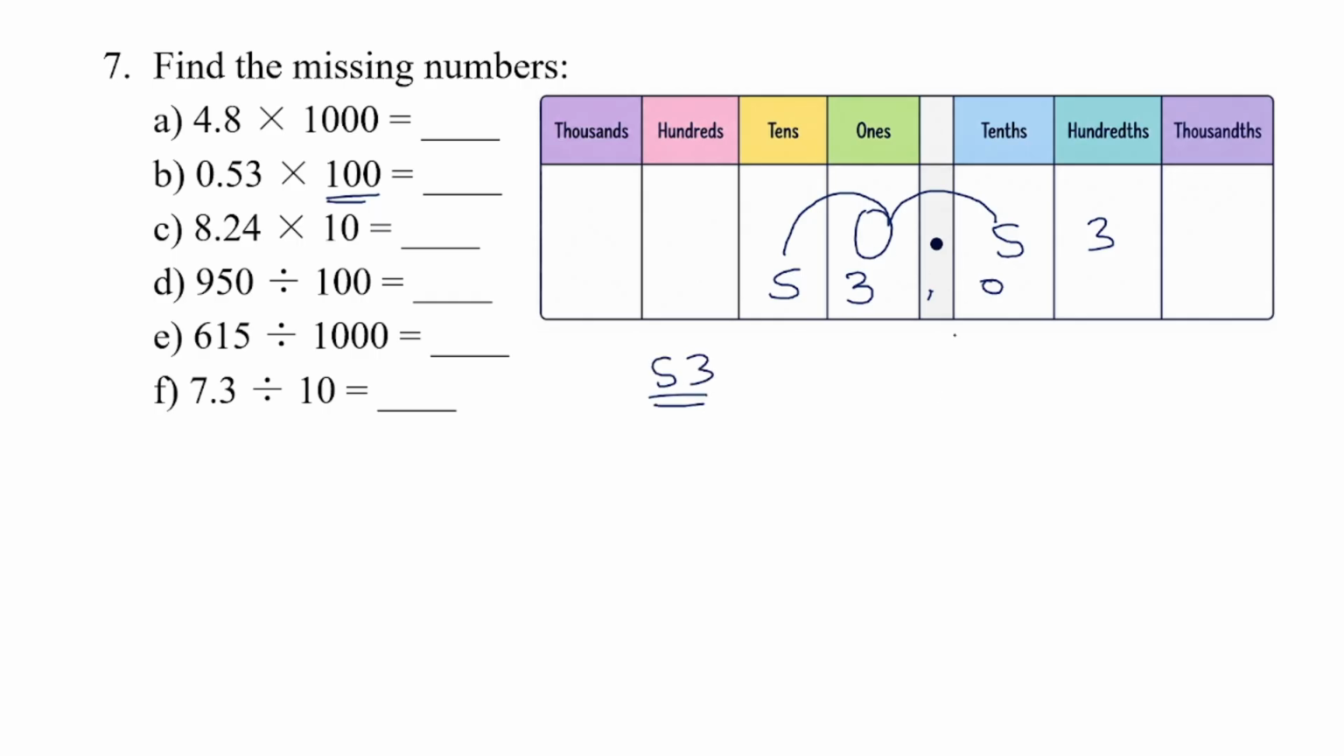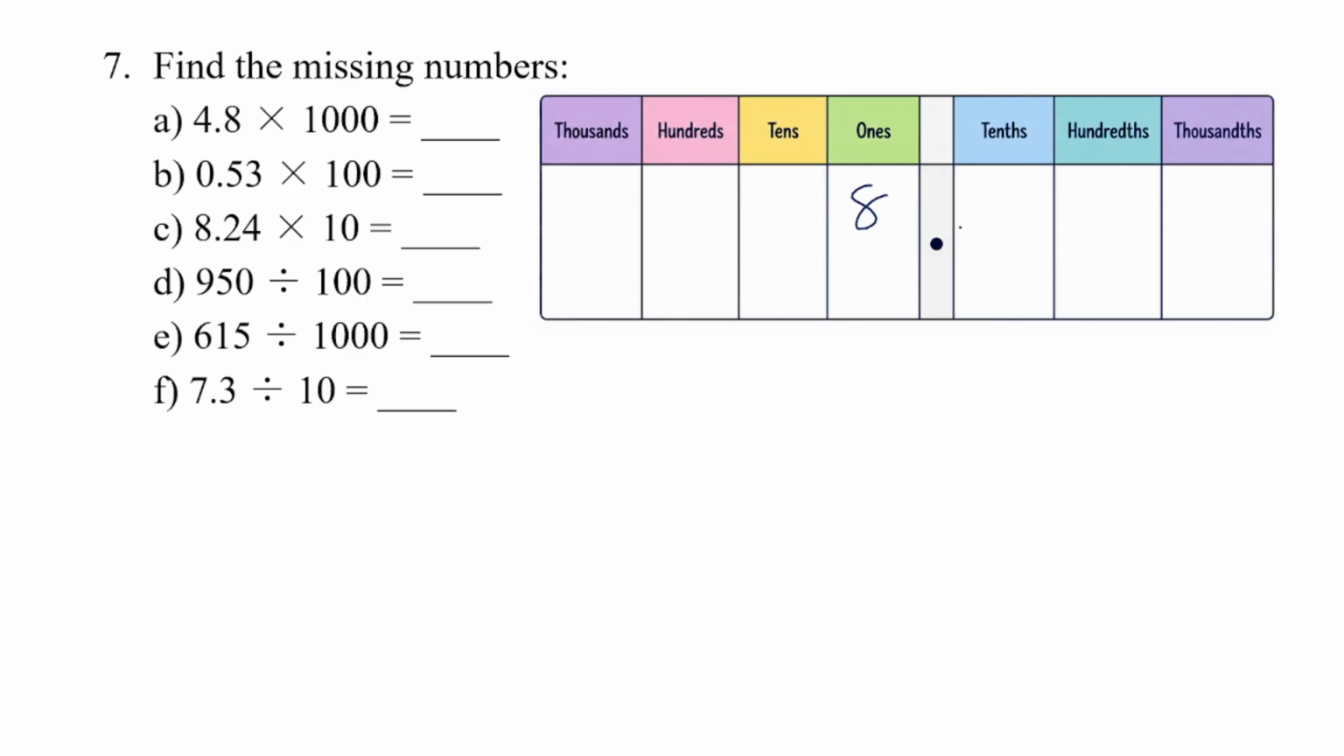Now let's use the method of moving the decimal point. We have 0.53 times 100. So the decimal point will move how many places to the right? Now the decimal point moves to the right. If you're moving the decimal point, it goes to the right. So it's 0.53, it becomes 1, 2. So now the decimal point is here. Your number is 53. Let's try C.